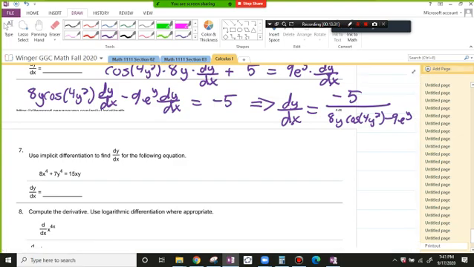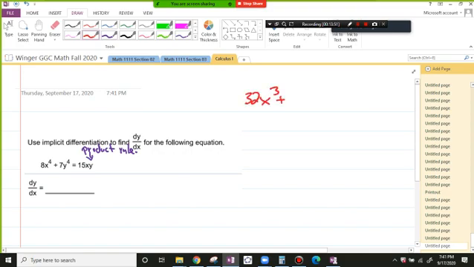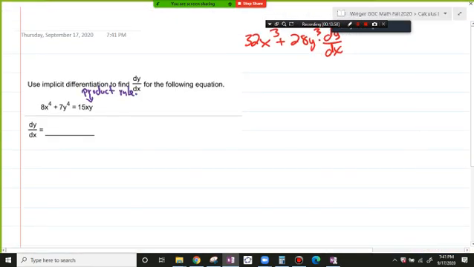Not enough space here for this one. Same issue here. Here, product rule. We'll take a derivative on both sides. The derivative of 8x to the fourth is 32x to the third plus 28y to the third times dy/dx. And that needs to be equal to 15y plus 15x dy/dx.